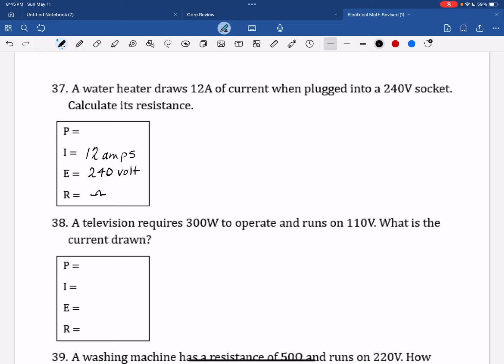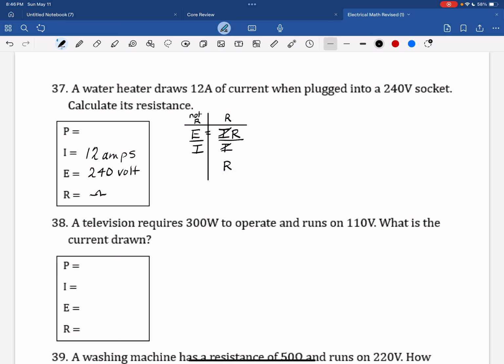We need to know the EIR formula. E equals I times R, and we are looking for R. So we want R over here, and then anything that's not R on this side. So let's divide away the I.